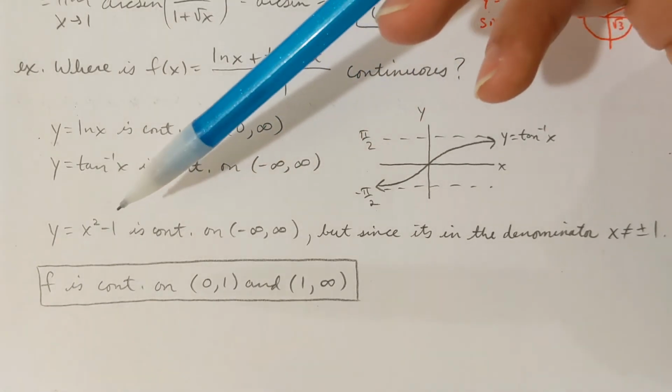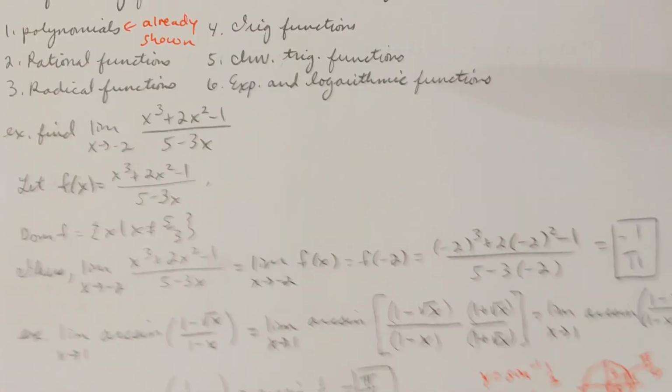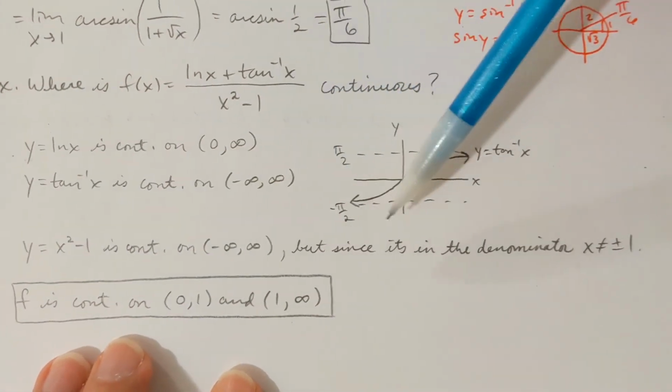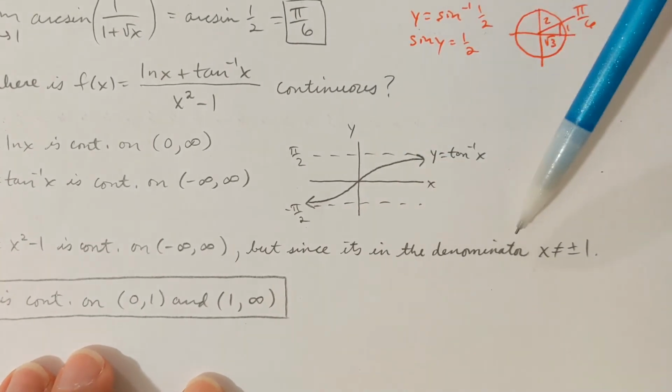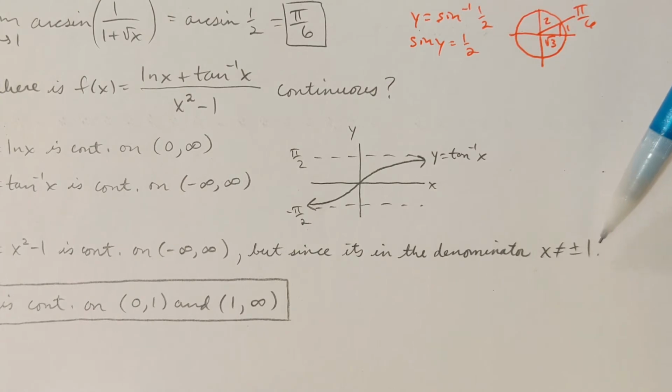And then x squared minus 1 is a polynomial. Polynomials are continuous everywhere. I've mentioned that at the top of the sheet here, right? But x squared minus 1 is in the denominator, so I know I can't divide by 0. x can't be 1 or negative 1.